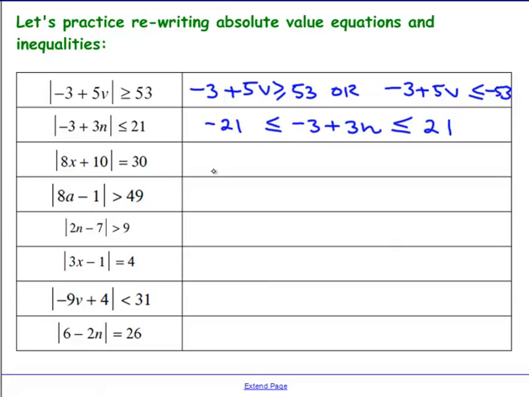The third one is an equation. So the distance away from 0 is exactly 30. That means that 8x plus 10 can either be equal to positive 30 or it could be equal to negative 30.